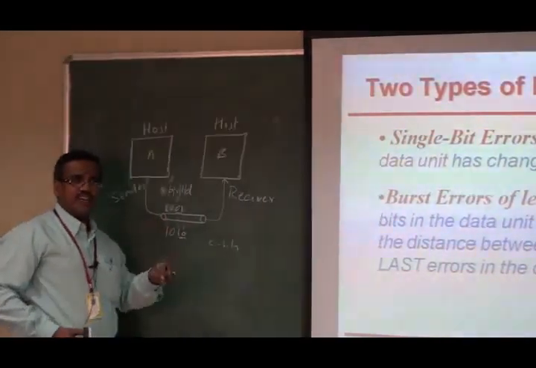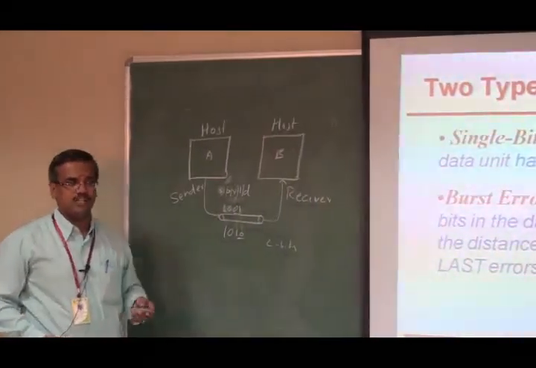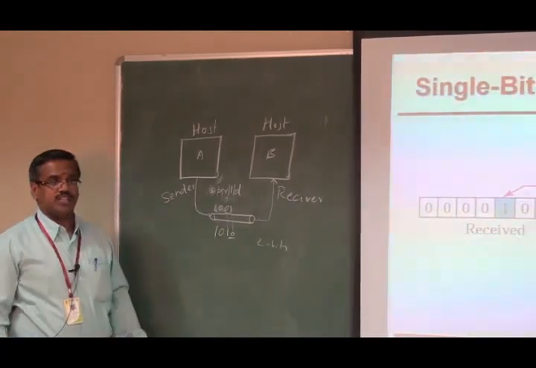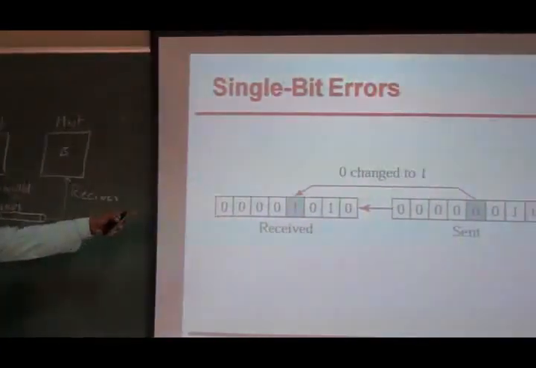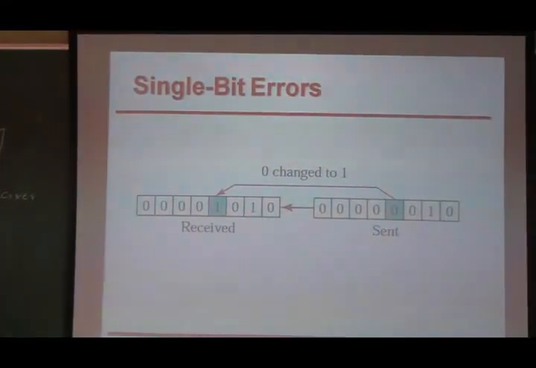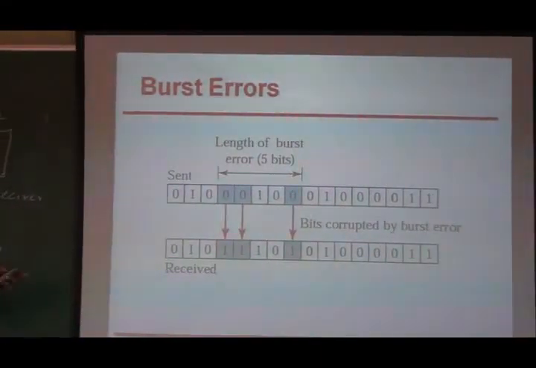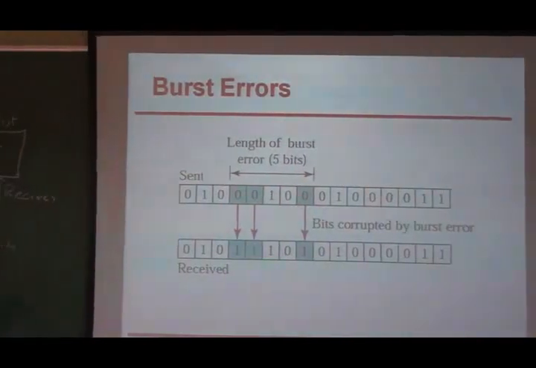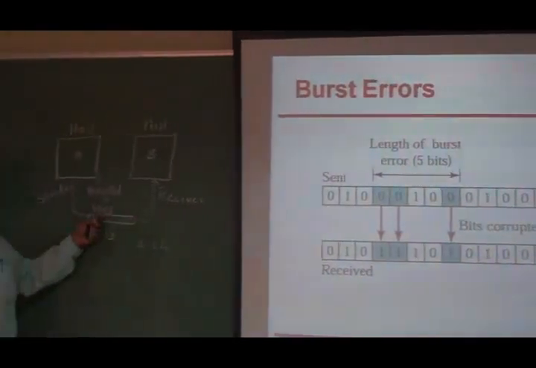So this is the basic idea of how we can identify errors in computer network transmission. This is a single bit error: 0 is interchanged to 1 from sender to receiver. And this is multiple bits, where here I am showing consecutive 2 bits.